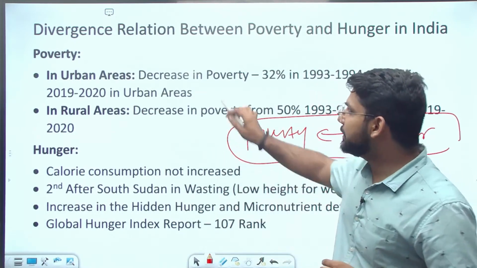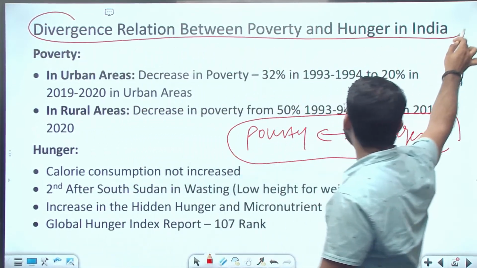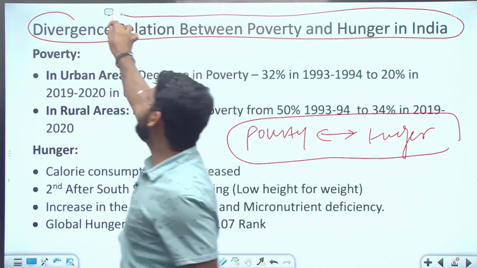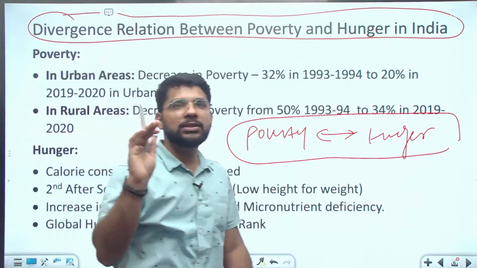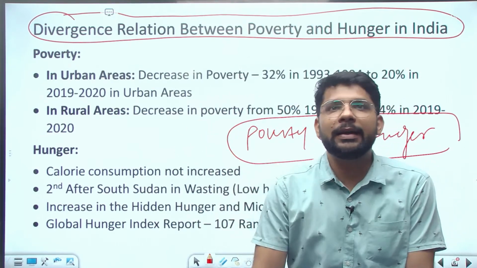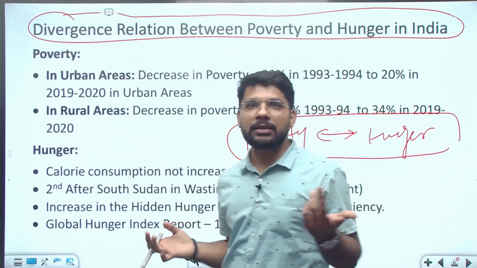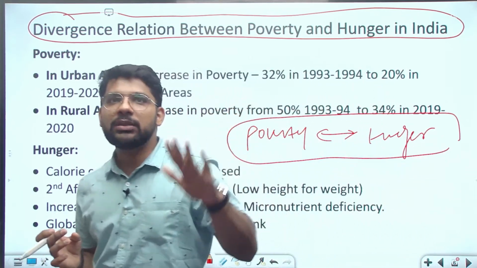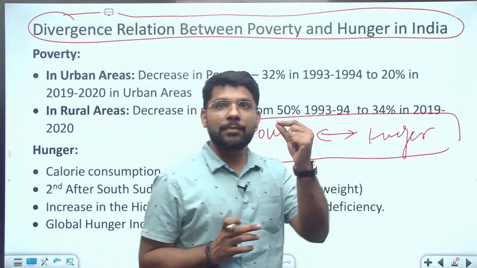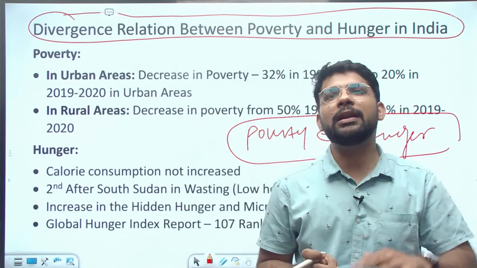So that there is a divergence. The question's main demand: there is a divergence between poverty and hunger in India. How can we address this if we are not mentioning the data? If we are not mentioning some of the recent data related to poverty and hunger, we cannot show there is a divergence. So to support our argument, we need to give some solid data related to poverty and hunger, then only can we address it.